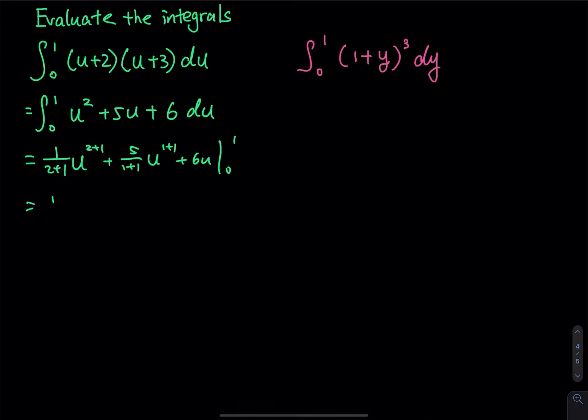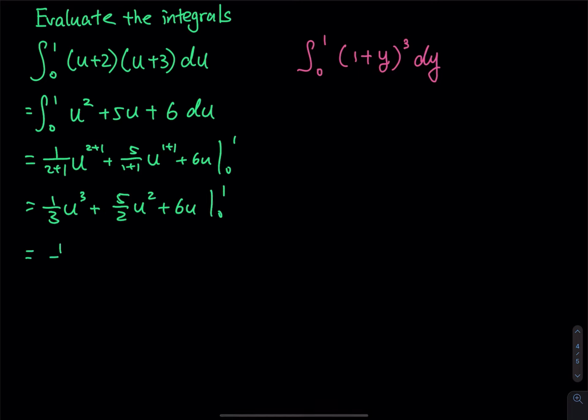And then that is 1/3 u to the third plus 5 over 2 u squared plus 6u. Take a look, take the derivative of this, you can easily go back to the integrand, right? The derivative of u to the third, bring the 3 down, and then 3 minus 1, bring the 2 down, 2 minus 1, and for 6u, the derivative is just 6. And then goes from 0 to 1.